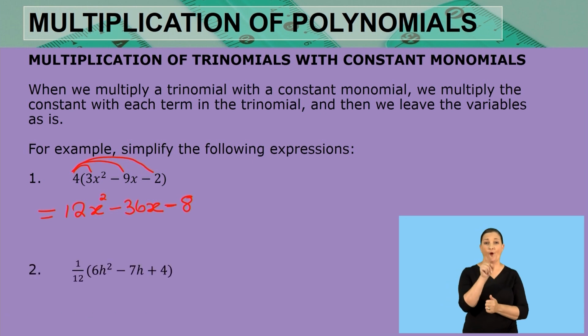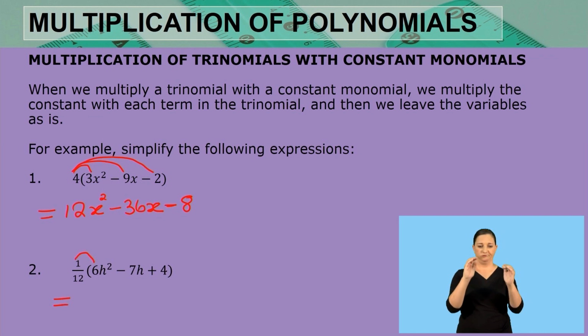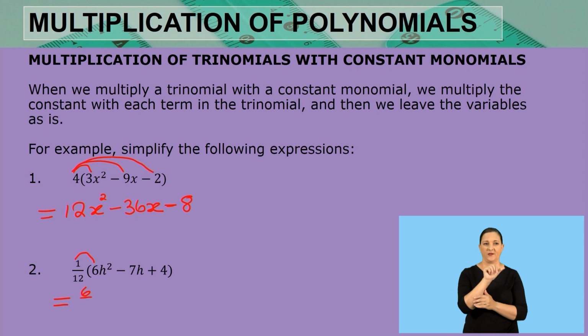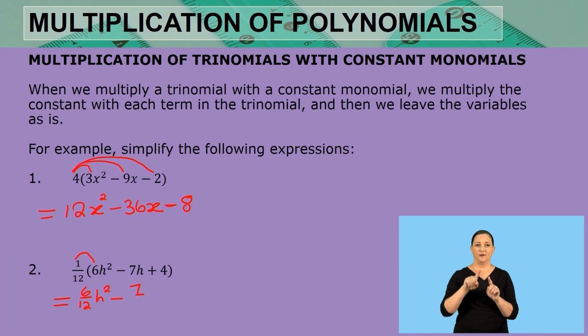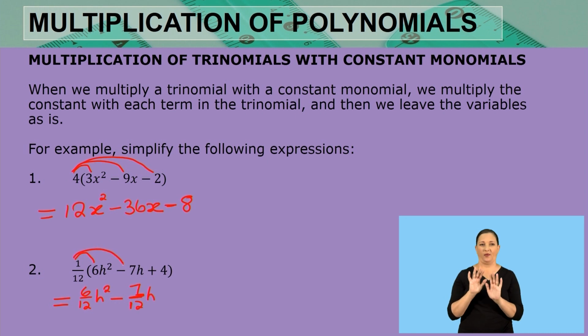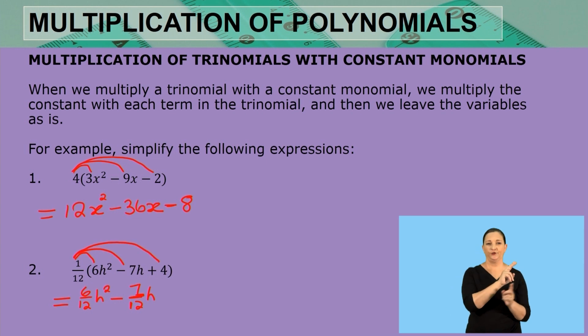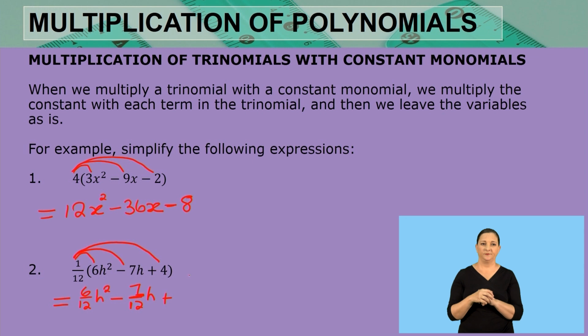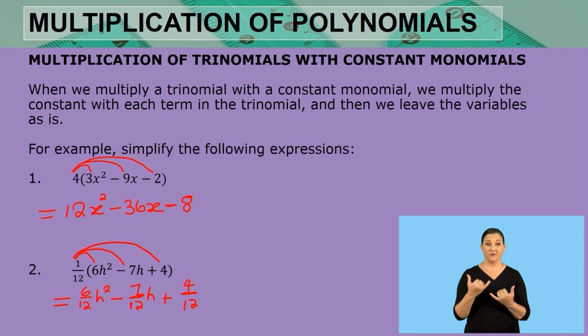The next one there, we have 1/12, and this is multiplied by 6h squared minus 7h plus 4. So 1/12 multiplied by 6, that is going to be 6/12. And we leave the variable as it is. Then we are subtracting 1/12 multiplied by 7, that is 7/12. And the variable will remain as is, and that is going to be now 1/12 multiplied by 4, and that is going to be 4/12. And the first term there and the last term, they can be simplified.